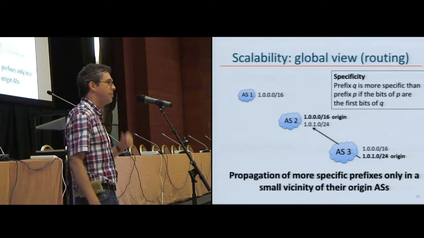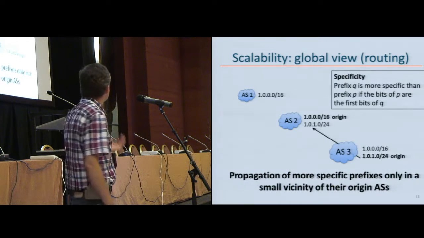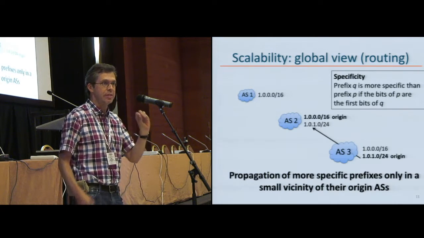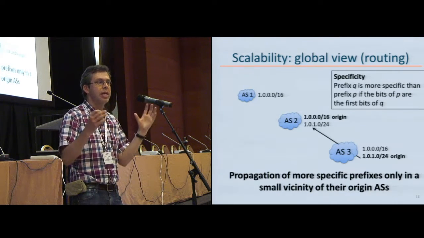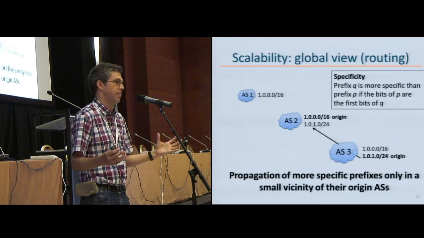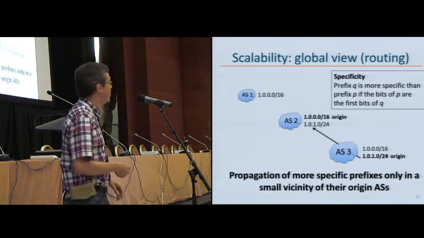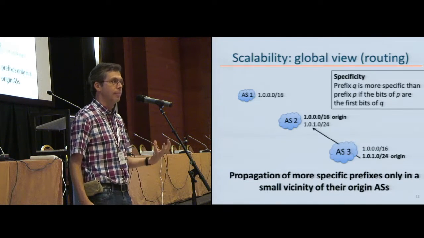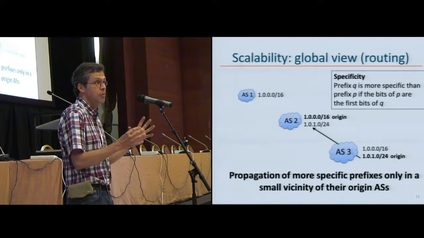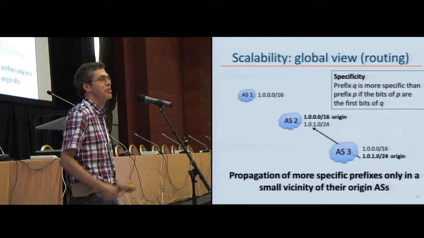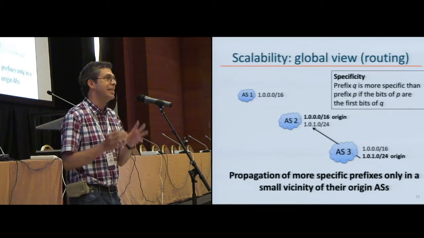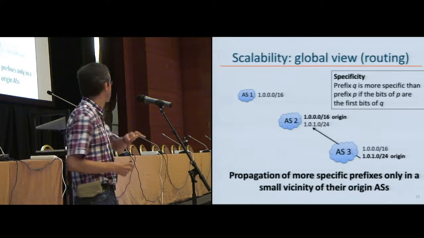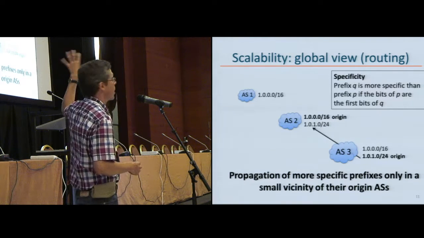So the global view, at a very high level: the idea is to propagate the more specific prefixes, the longer ones, only in the vicinity of the ASs that originate those prefixes. So in this example, you have prefix 1010/24, whose address space falls into the address space of 100/16. That prefix is originated at AS3, is announced to AS2, but not to AS1.